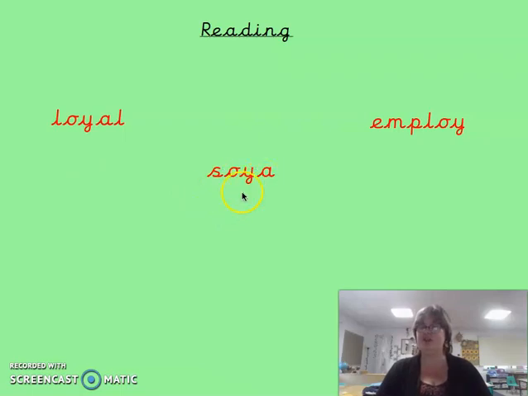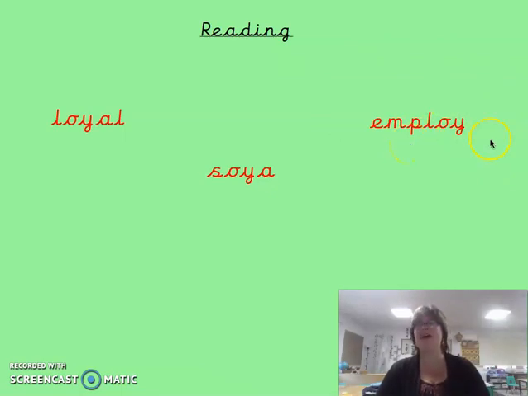So we've got 2 single sounds and a digraph today on this one. So s, oi, a. So let's blend it. Soy, soya, soya. And the last one. Now this is the most tricky because we've got 4 individual sounds here first. So we've got emp, empl, employ. So do you see how I built that up from the beginning, just blending those sounds together? Employ. If you got that one right, well done. That's a tricky one to blend.